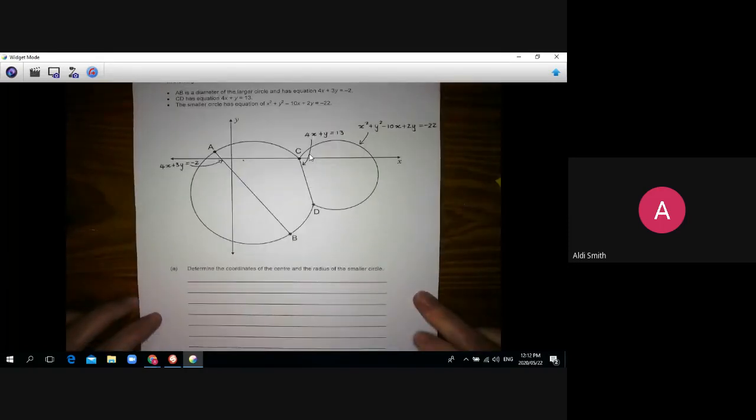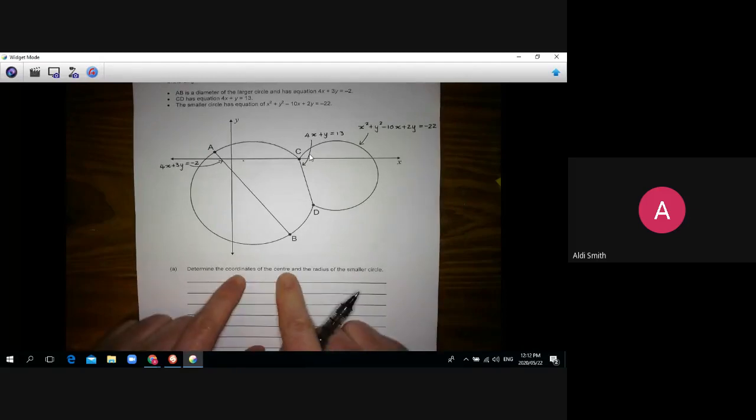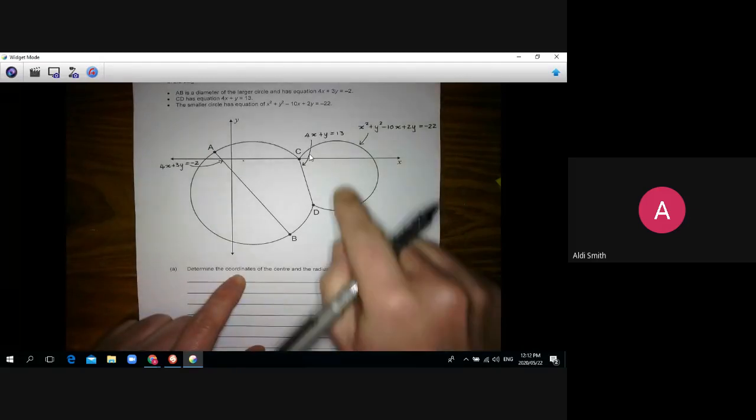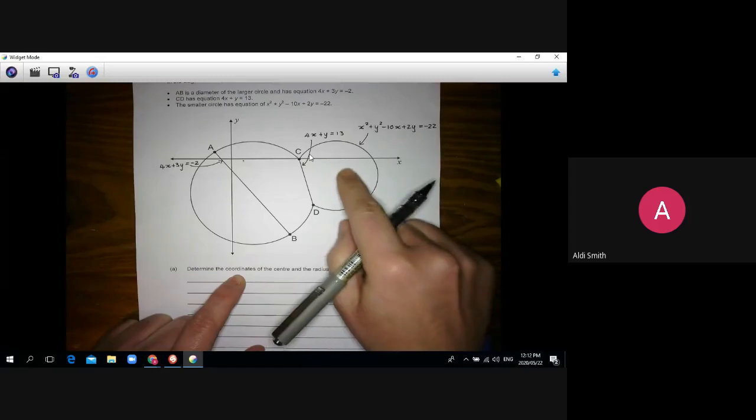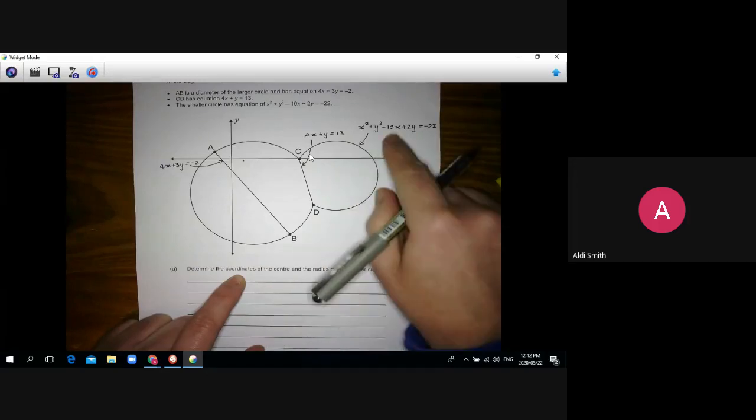Now the first question to ask here is they say the following. Determine the coordinates of the center and the radius of the smaller circle. Now, because they want the center and the radius of the smaller circle, we're just going to use this equation that was given. But hopefully by now you should realize this is not the standard form of a circle equation. What do I need to do to put that in standard form?